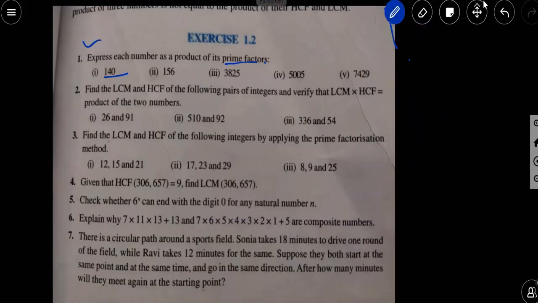Okay, so this is the next problem, that is problem number 2. Find the LCM and HCF of the following pair of integers and verify that LCM into HCF is equal to the product of the two numbers. So we'll take the first problem under this, that is 26 and 91.